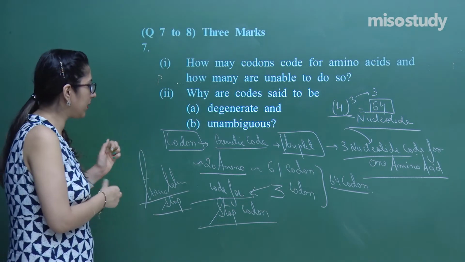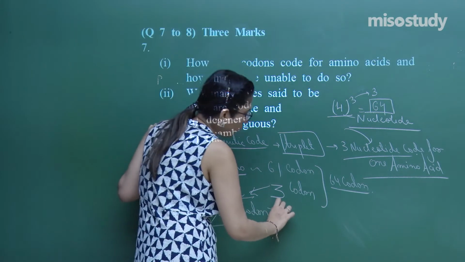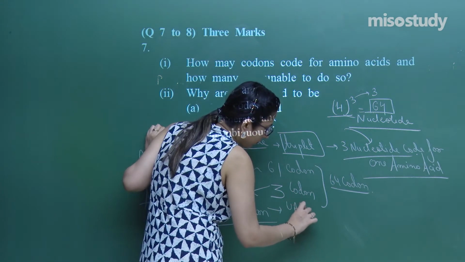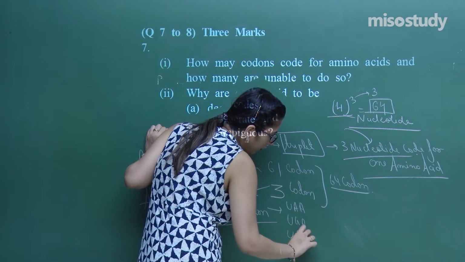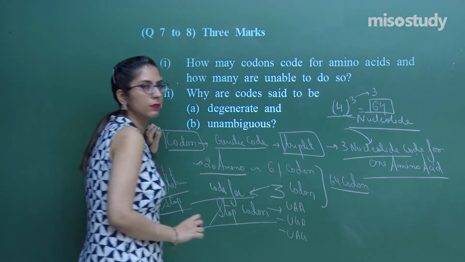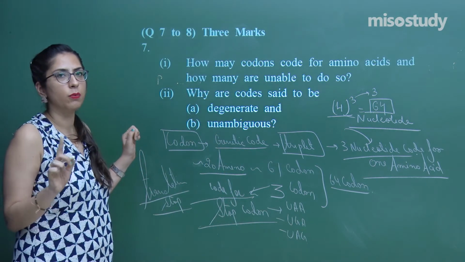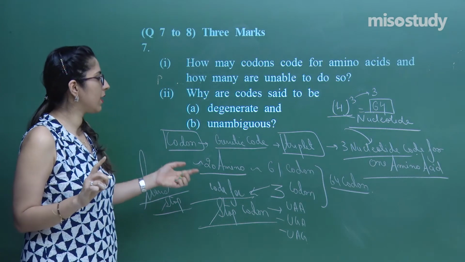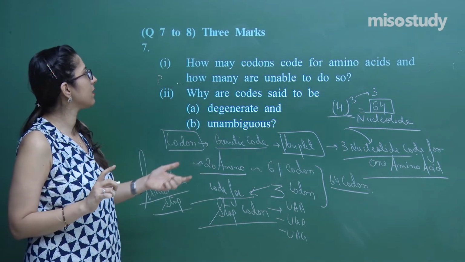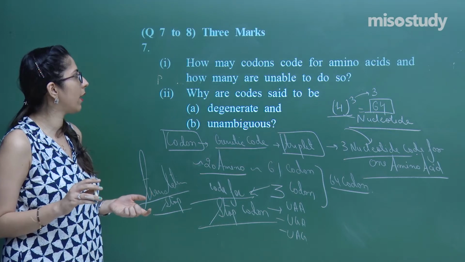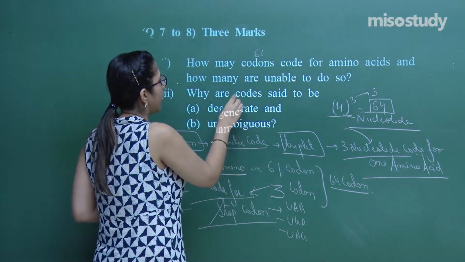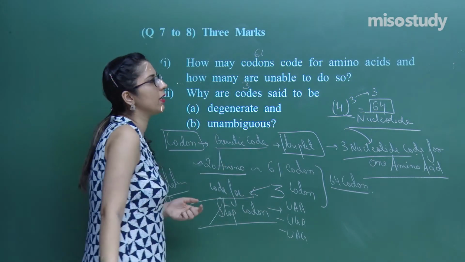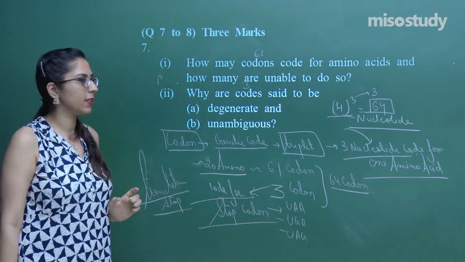Right. What are these 3 codons? These are UAA, UGA and UAG. Right. They do not code for any amino acids. So these are called stop codons. So the question says how many codons code for amino acids? There are around 61 codons for amino acids, out of which 3 are unable to do so. So this is the correct answer.